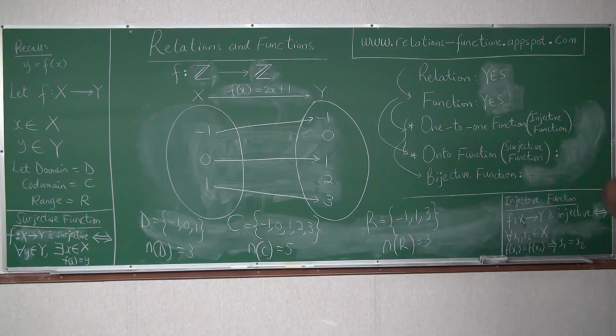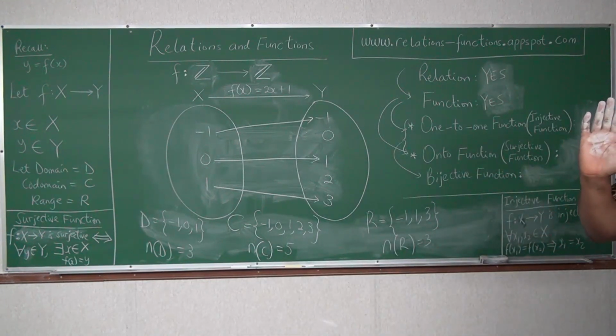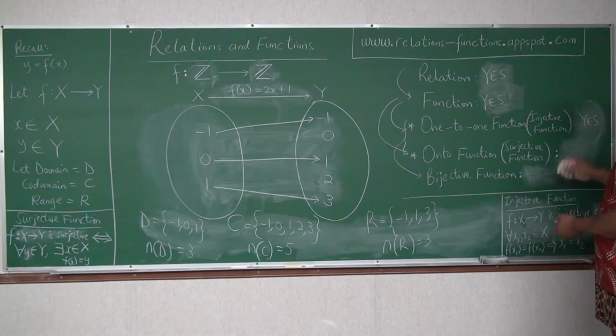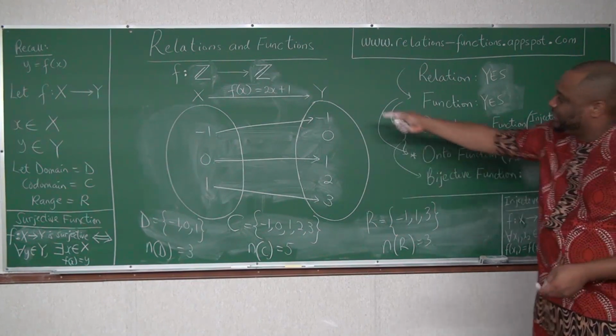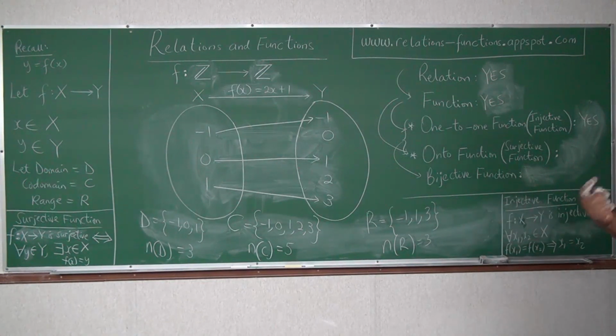Is this a 1-to-1 function? Every input has a different output. Yes, it is a 1-to-1 function. Okay? Remember, these are integers too, so it's okay. Now, is this an onto function?